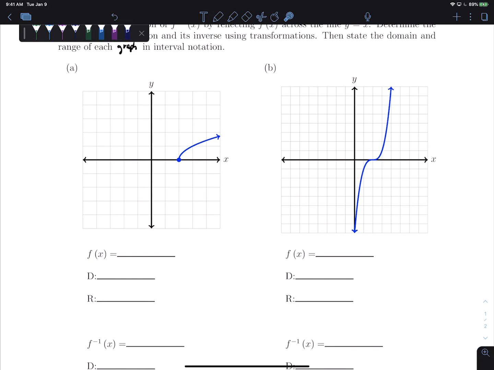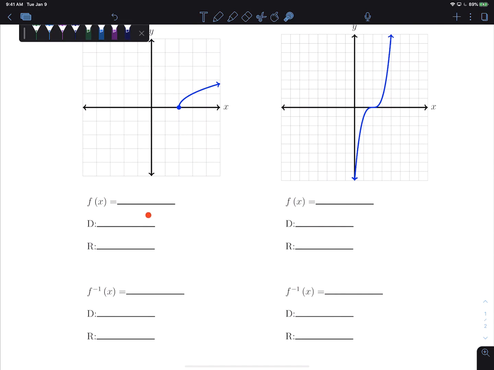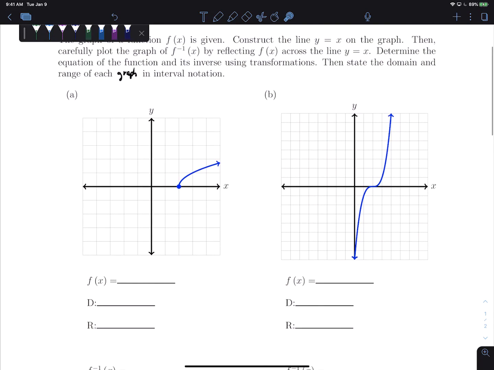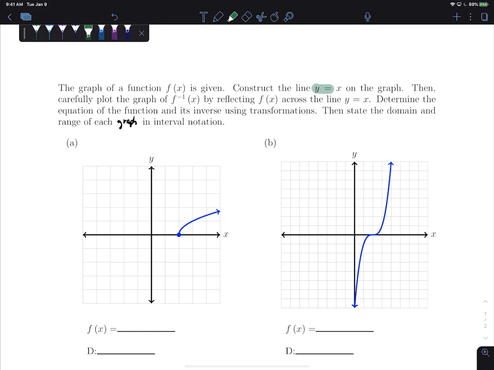So on A here, we have this function, and we want to figure out the function, the domain, the range, and we also want to figure out the inverse function and its domain and range. Okay, the first thing we want to do though is we want to go ahead and construct the line y equals x. Y equals x will look like this.